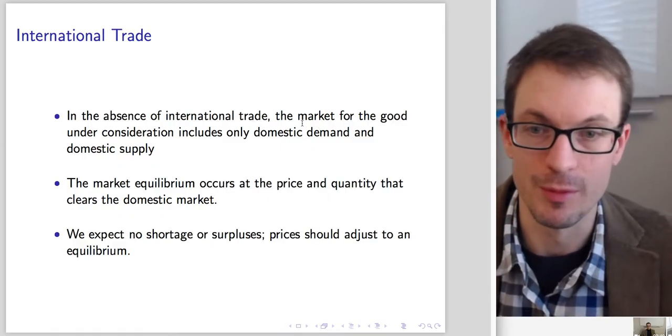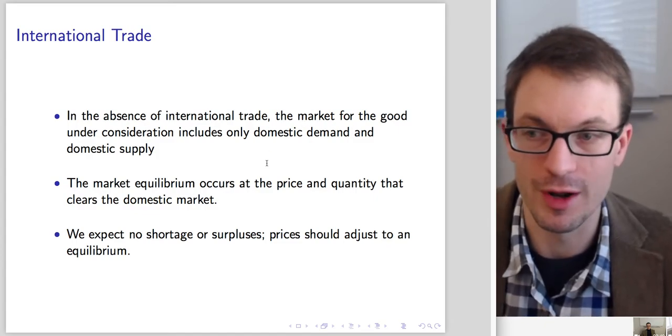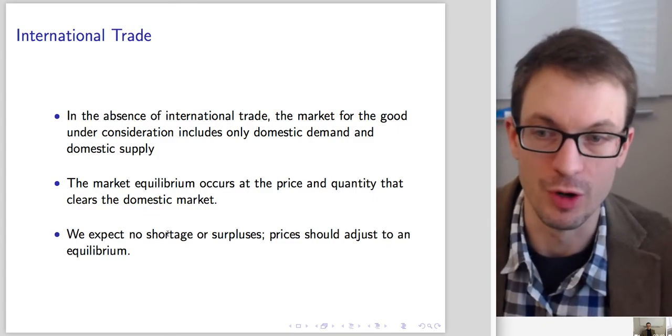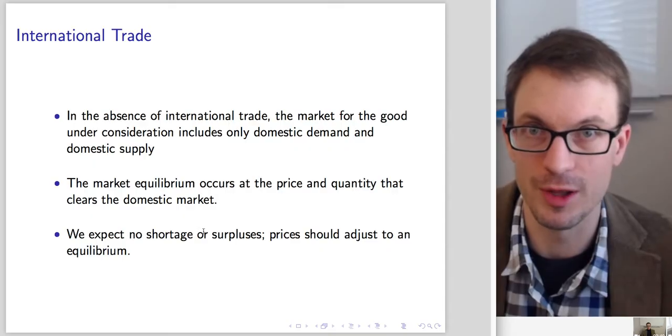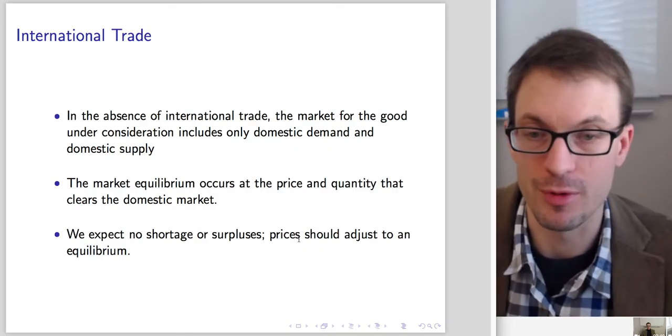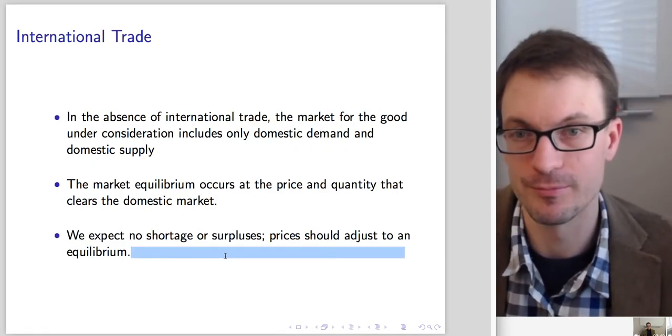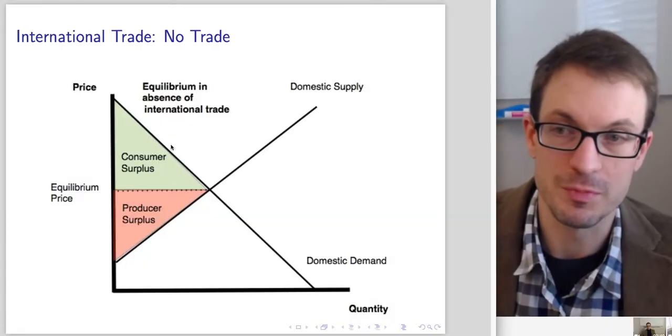The market equilibrium is going to be at whatever price and quantity clears that market, right? So we don't expect any shortage. We don't expect any surplus. We expect an equilibrium. Prices should adjust to equilibrium. So that would be this picture.